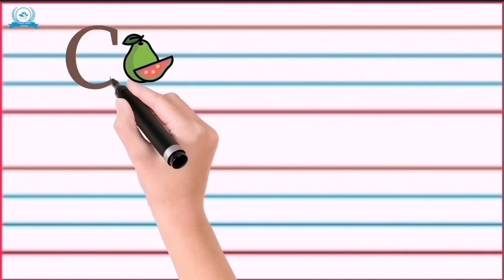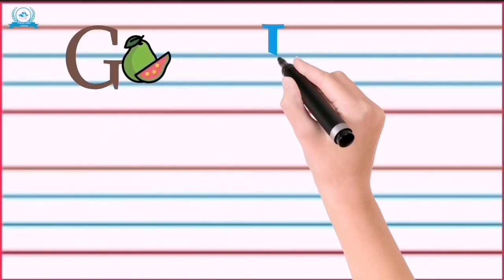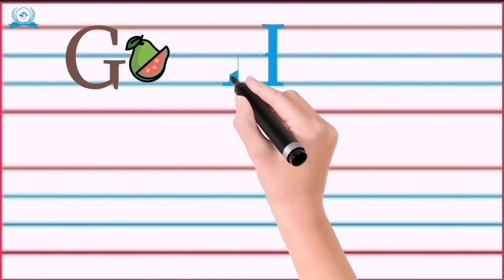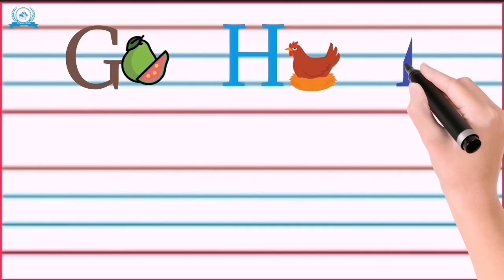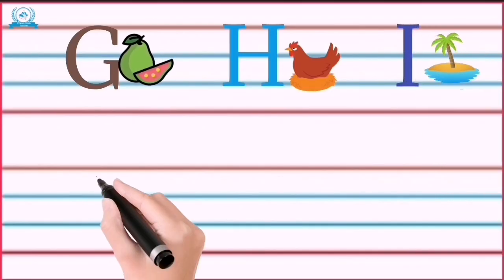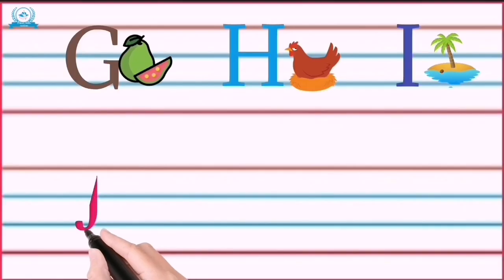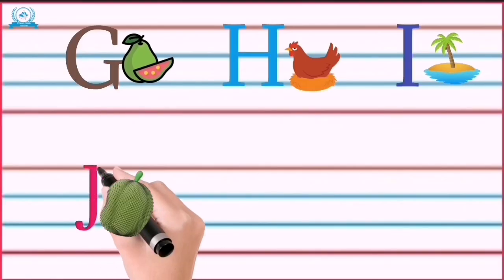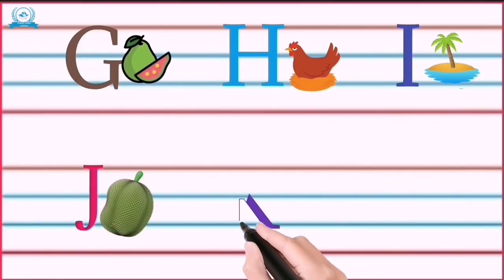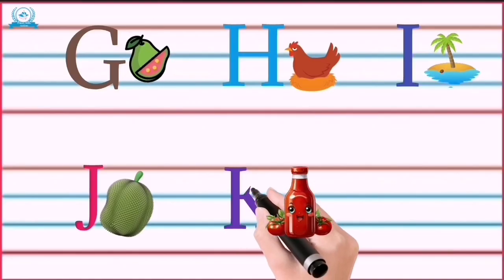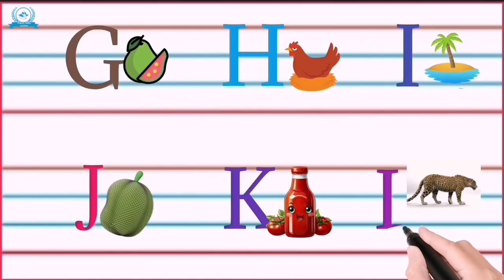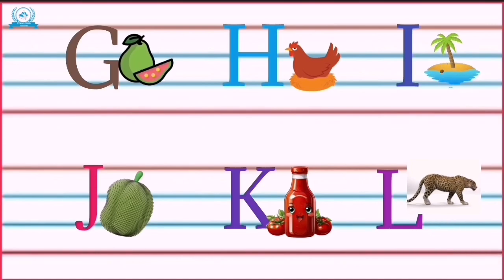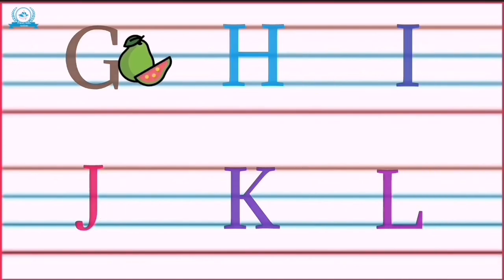G for guava. H for hen. I for island. J for jackfruit. K for ketchup. L for leopard.